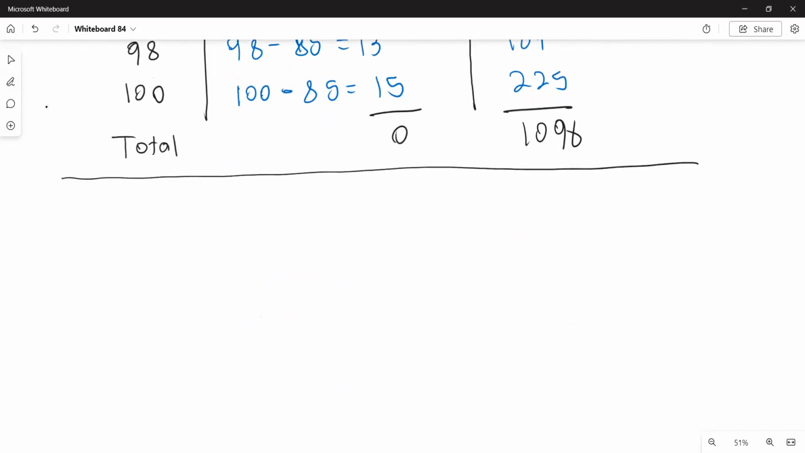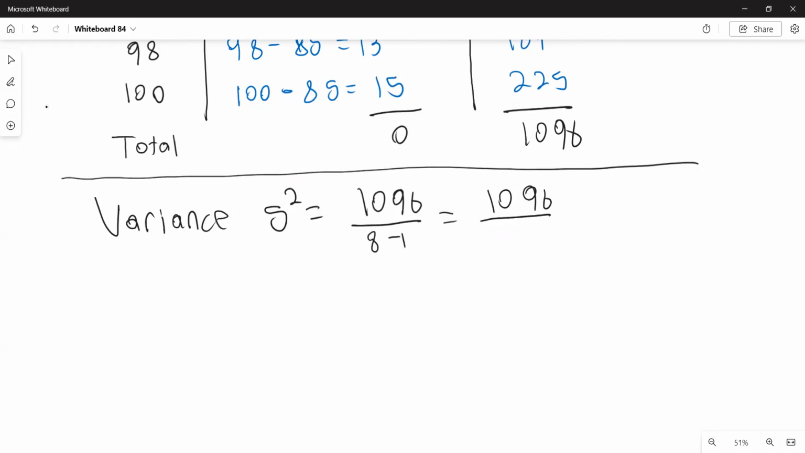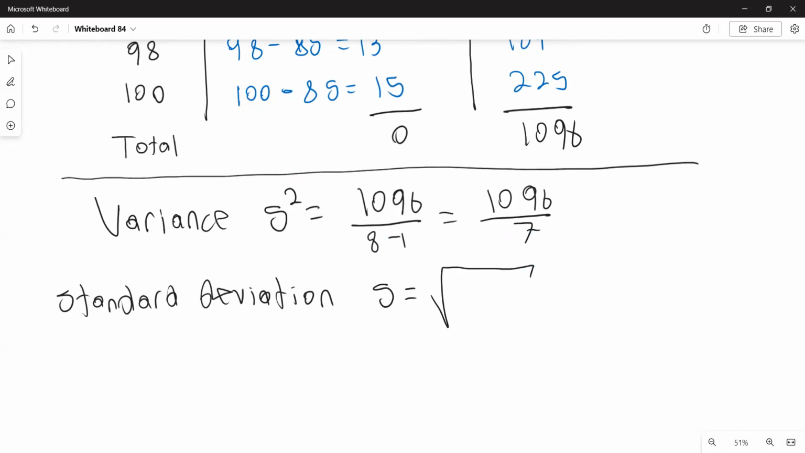Now we can find the variance. The variance is denoted by S squared, and is the sum of the square deviations over the total number of data values minus 1, which is 8 minus 1. So that's 1096 over 7. And the standard deviation is the square root of the variance.